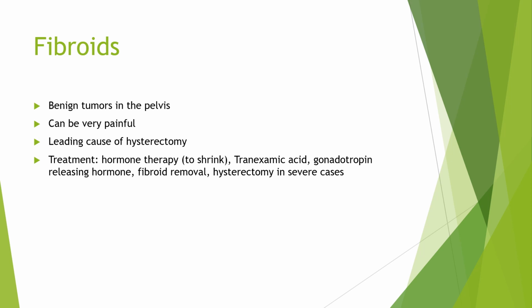Fibroids, these are benign tumors in the pelvis. They can be very painful. It's a leading cause of hysterectomy. Treatment's going to include hormone therapy to shrink them, tranexamic acid, gonadotropin release hormone, again, fibroid surgical removal, and then hysterectomy in those severe cases.